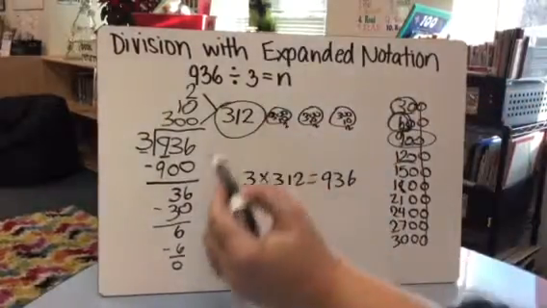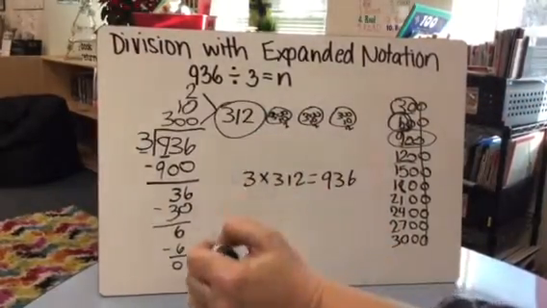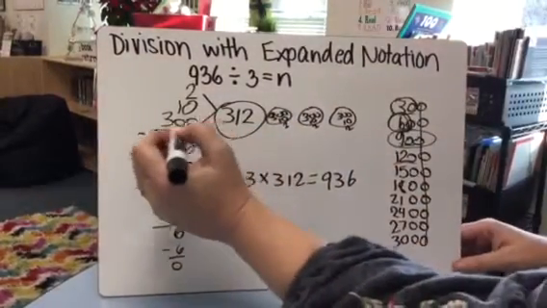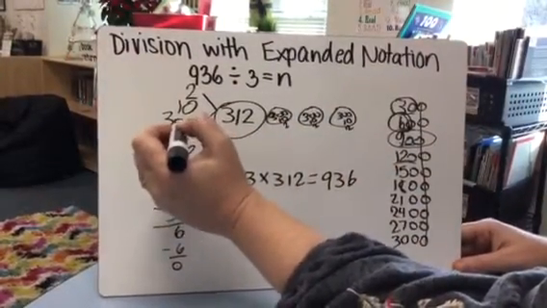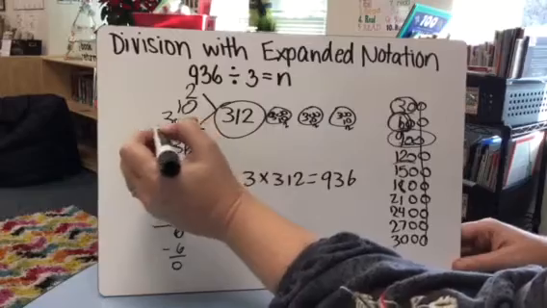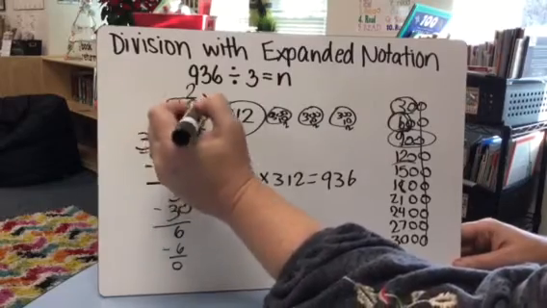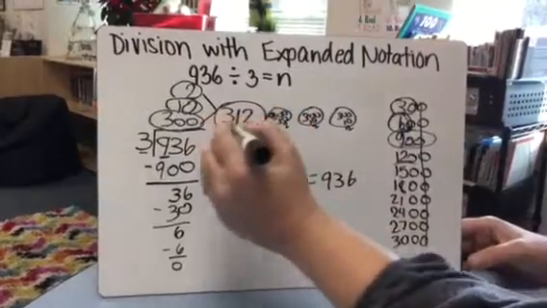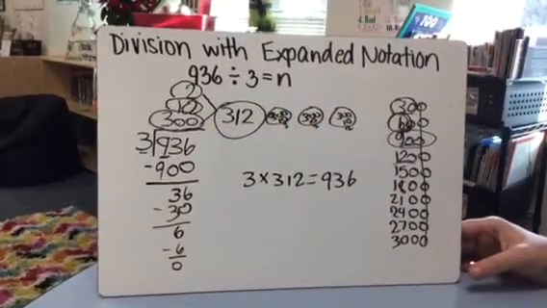So as you see here, this looks a lot like the standard algorithm, except that we're not just working with the 3 and then putting our 1 here and our 2 here. We're focused on each place value, one chunk at a time. And then we can add them all up in the end to figure out our final quotient.